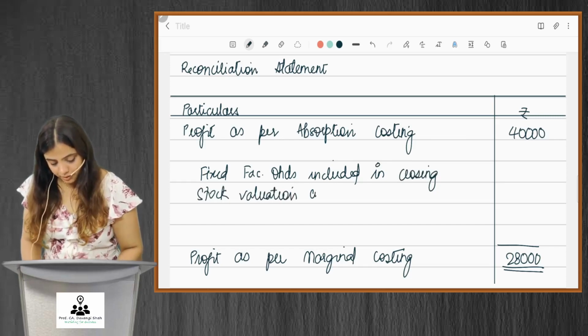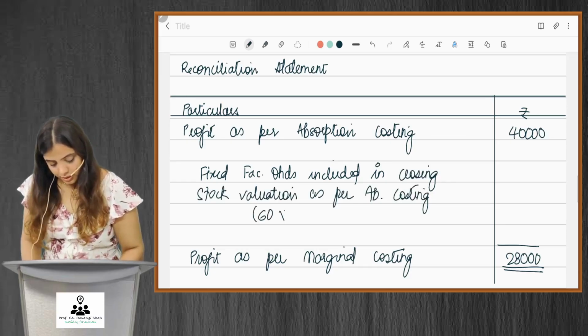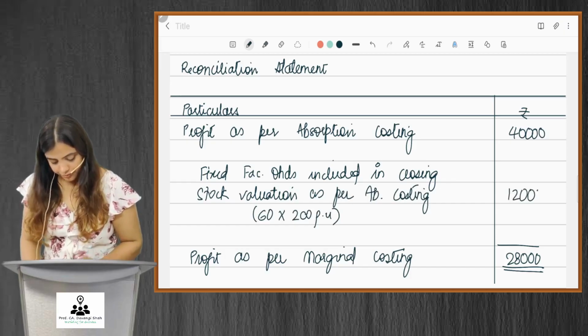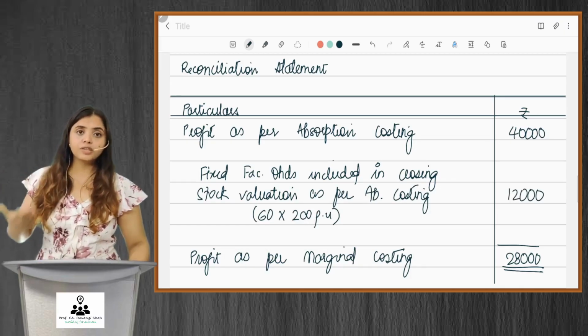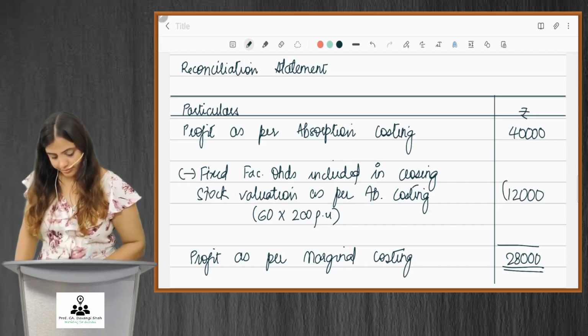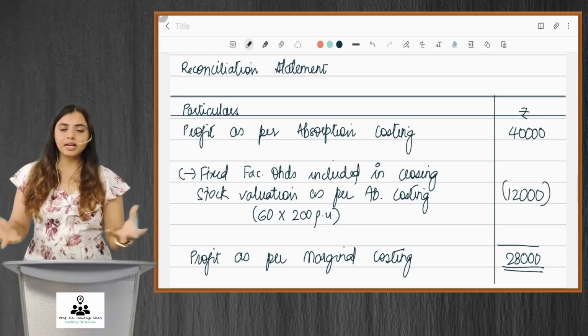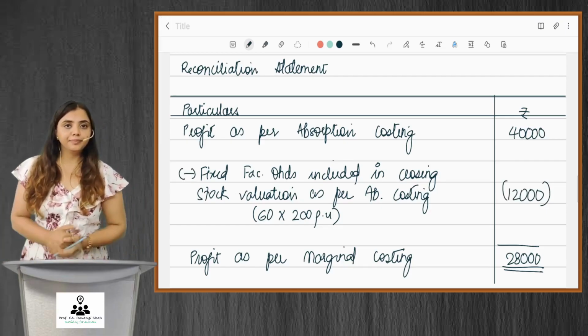as per absorption costing. 60 units include 200 per unit more. The difference is 12,000. And absorption costing includes this much more. Absorption costing profit is more, marginal is less, so we need to subtract this. And the result is in front of you. The technique is so very simple.